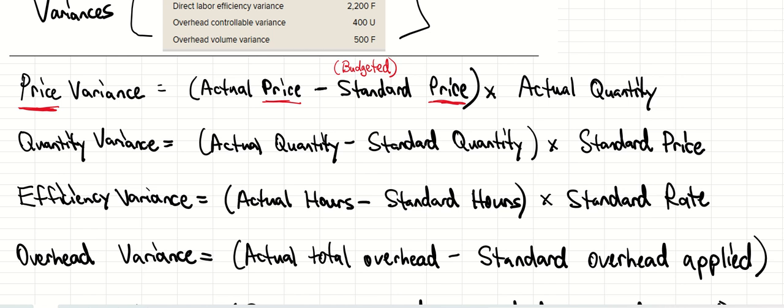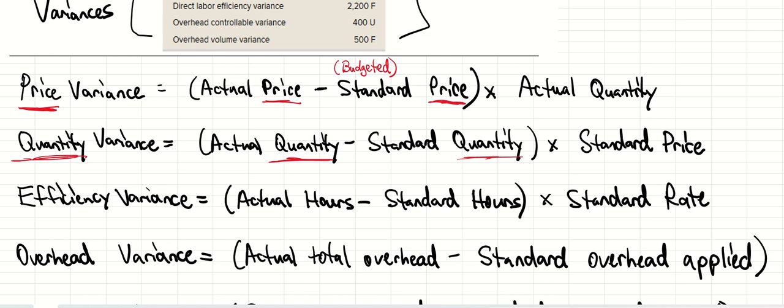But if the actual price is greater than the standard price, then that's an unfavorable variance. That means that what actually occurred in costs was more than what was budgeted for. Now we go down to quantity variance. Quantity variance is calculated by taking actual quantity, subtract out the standard quantity or budgeted quantity, and multiply by standard price. Now, when it comes to the standard price, that isn't the focal point.